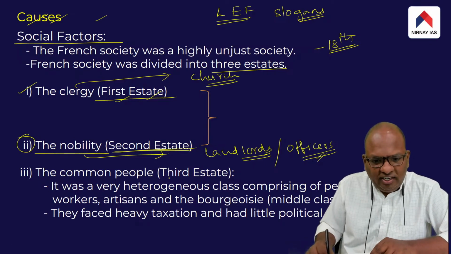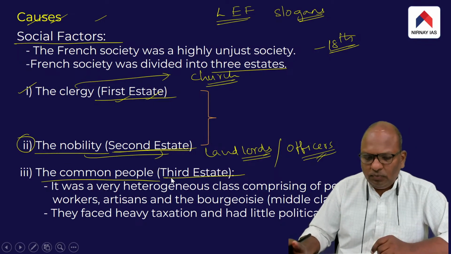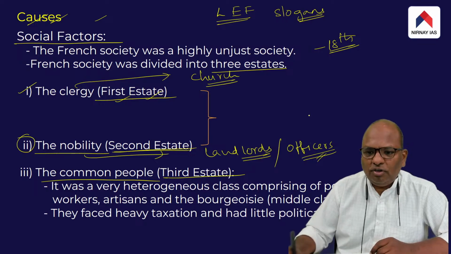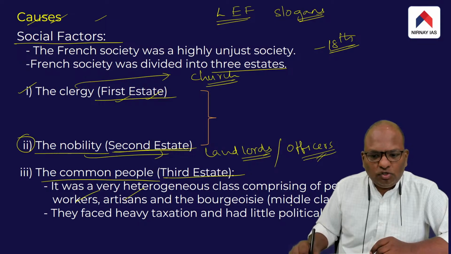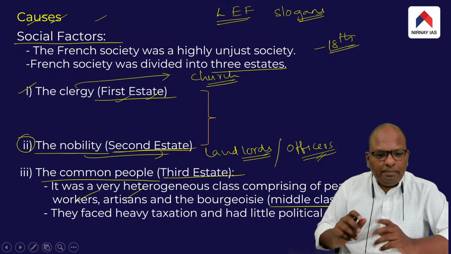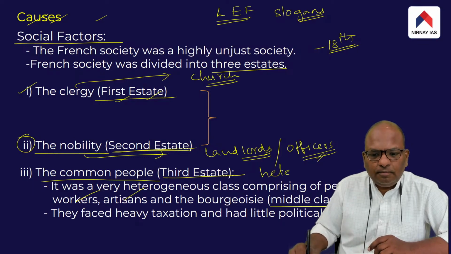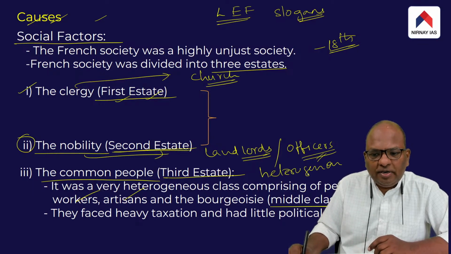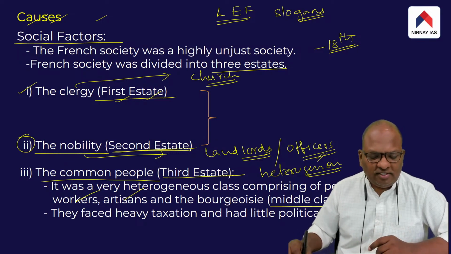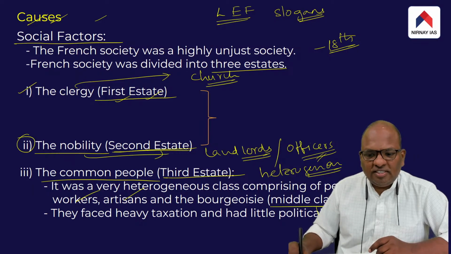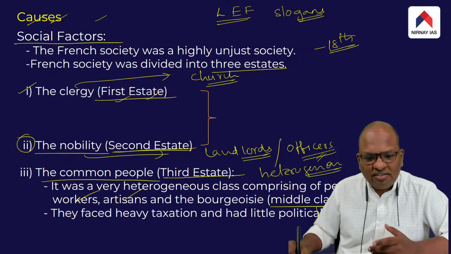The third estate comprised the other sections of French society, the common people. Basically, the third estate comprised peasants, artisans, workers, and the middle class. It is a very heterogeneous class comprising peasants, artisans, workers, and middle classes like teachers, doctors, lawyers, and so on.